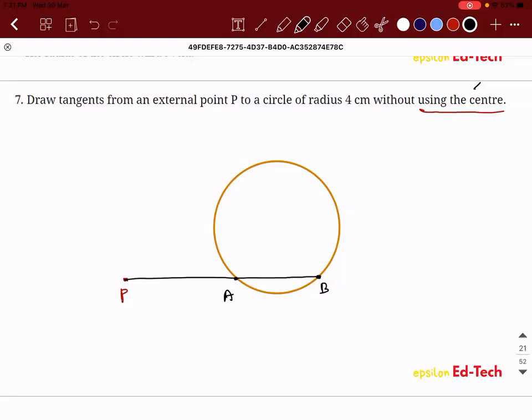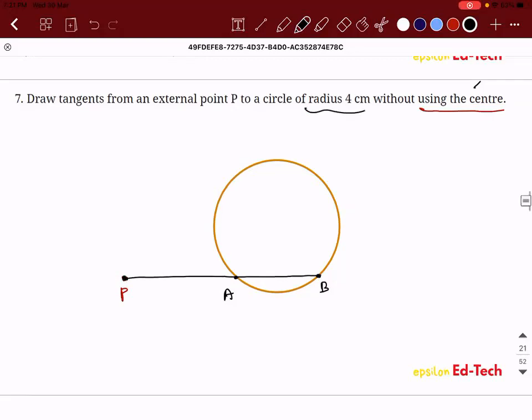I'll tell you the steps. So please write down the steps. First draw a circle of radius 4 centimeters. Then take any point P outside and from that point P draw a secant. Then extend this to a point C, such that you maintain this distance and this distance to be the same. Do that.